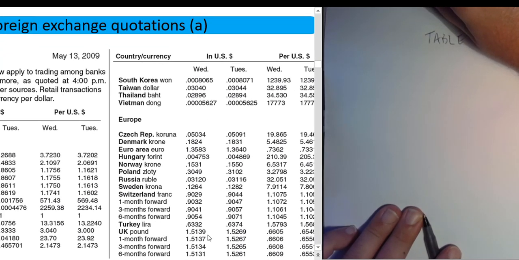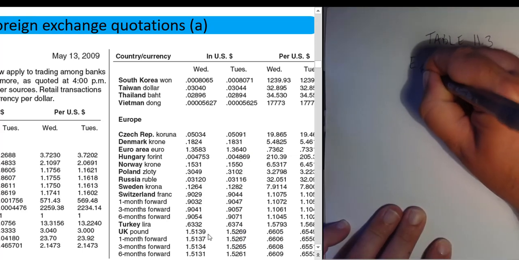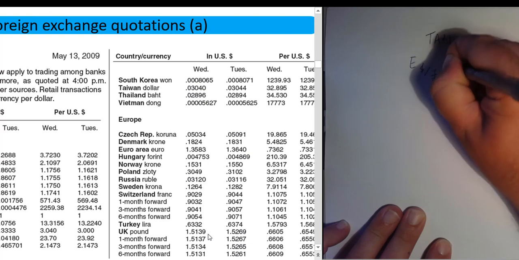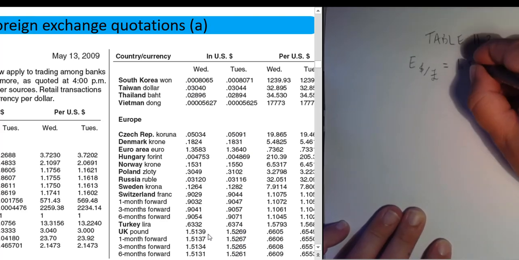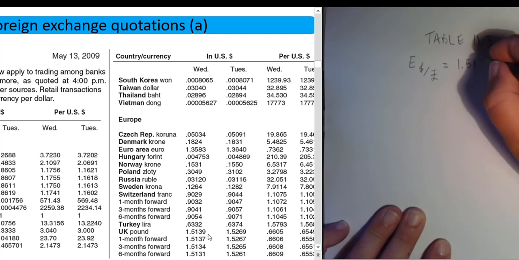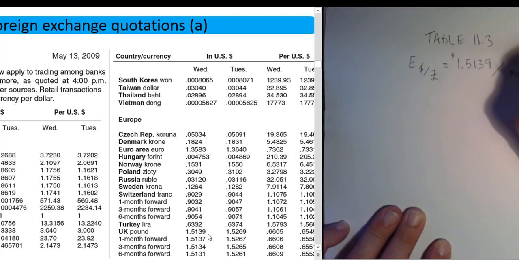And the British pound. Note that the exchange rate that we are given is the number of dollars per British pound and is set, for the spot rate, at $1.5139. So that's the amount needed to buy 1 British pound.